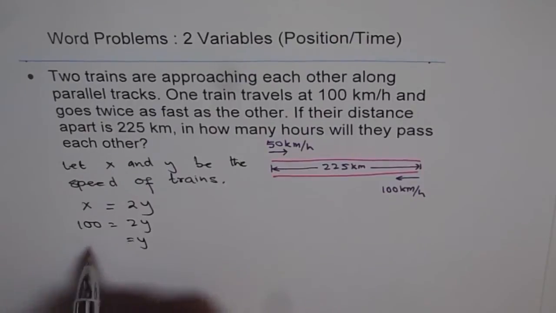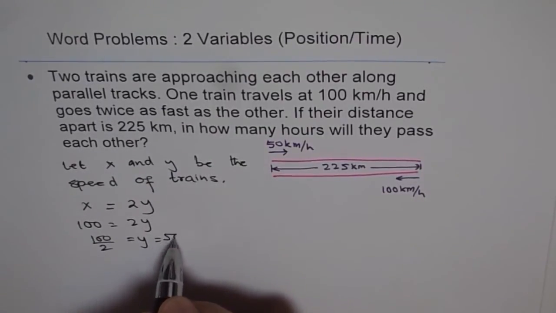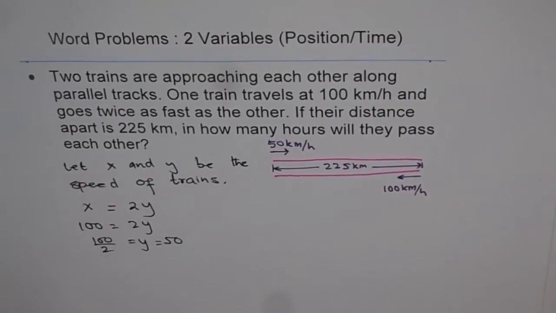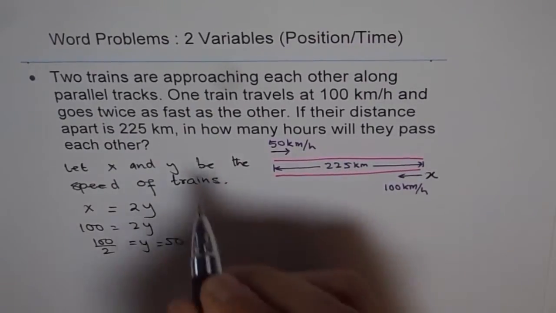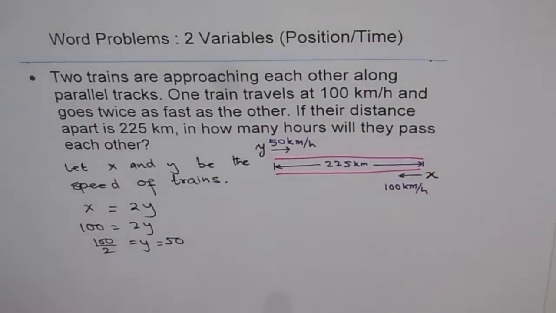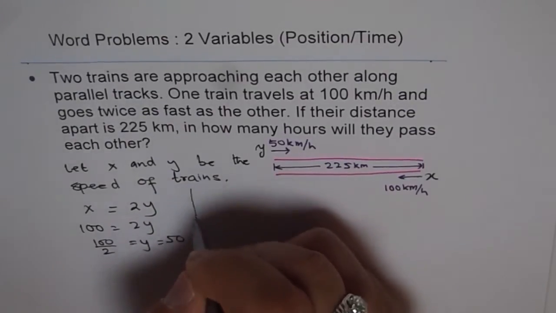Y should be equal to 100 divided by 2. And that is 50, correct? That is how we get our speed of 50 kilometers per hour for the train B, right? So we are saying this train is x and this train's speed is y. So we find their speeds like this. Now, second part is, when will they meet or cross, right?